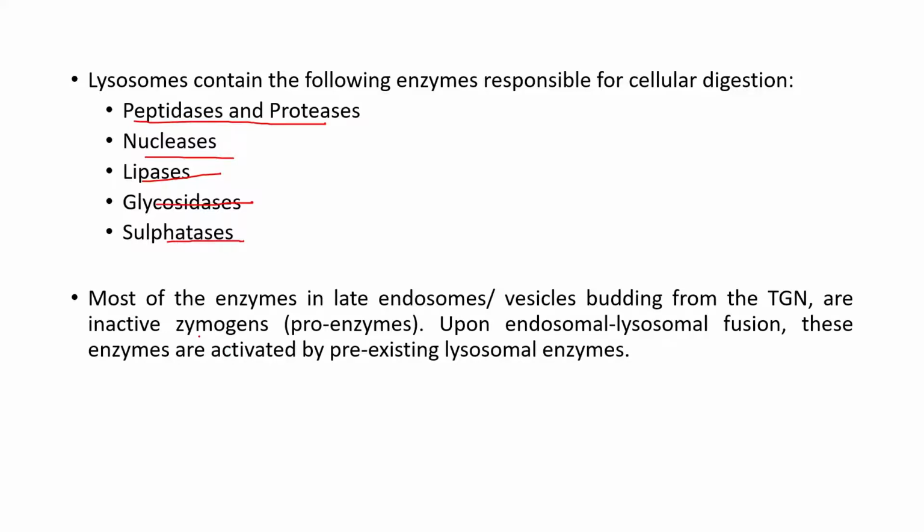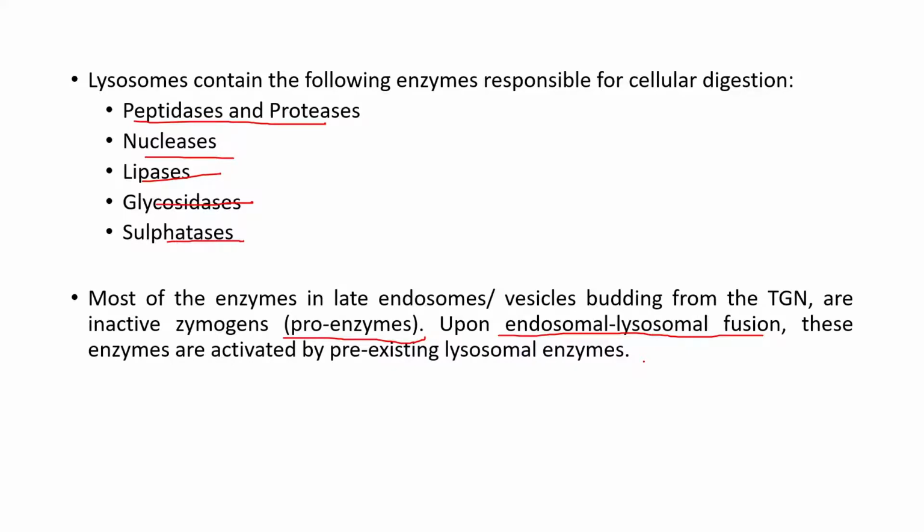So all the clathrin coated vesicles which bud off from the trans-Golgi network, which contain the enzymes of the lysosomes, all these enzymes are actually proenzymes. They are not 100% active enzymes. They are synthesized and sorted in the Golgi as inactive zymogens. And when they fuse with the lysosomes, that is upon endosomal lysosomal fusion, these enzymes are activated by the pre-existing lysosomal enzymes. The pre-existing enzymes which are already present in the lysosomes will activate these zymogens into active enzymes.